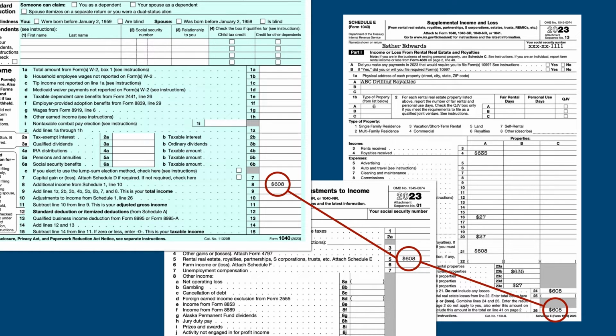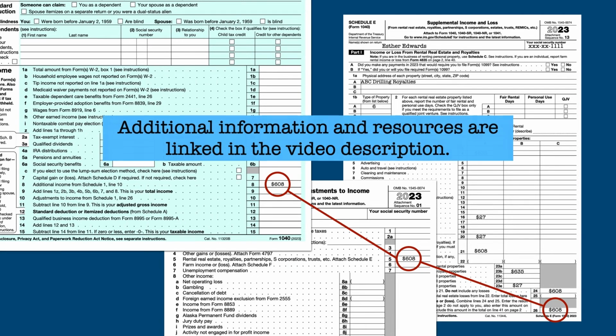Of course, this is not everything involved with the taxation of royalty income, and additional information and resources are linked in the video description.